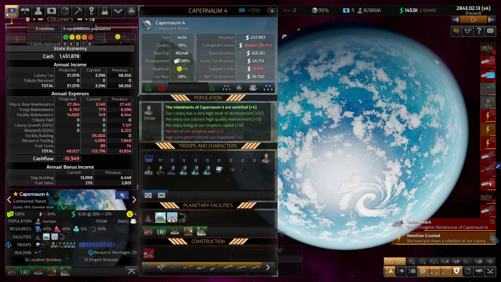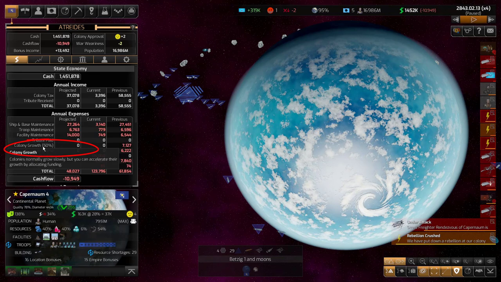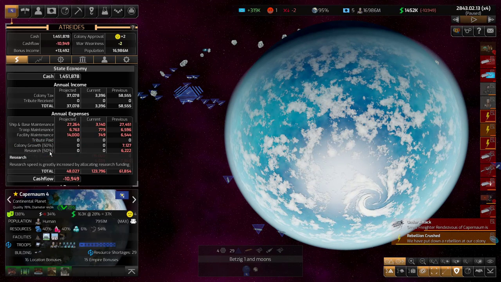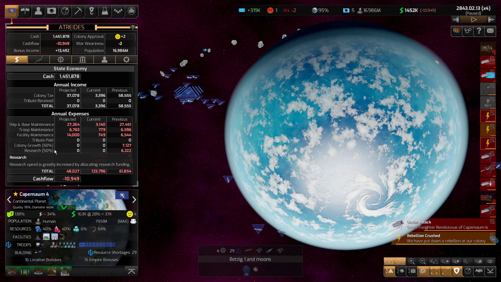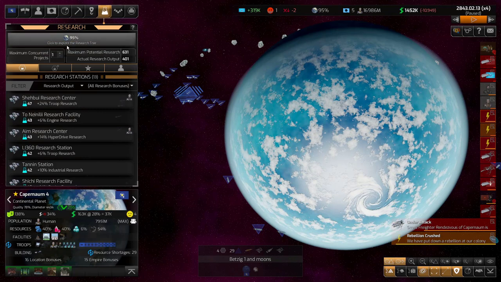I really, really desperately want to be able to fund colony growth and research. Colony growth specifically is going to get larger populations, which means more money overall. And I want to also fund research so I can do things like increase the suitability on all my planets, right? So the other way to increase suitability, of course, is in technology. And we'll talk about that in the next section.